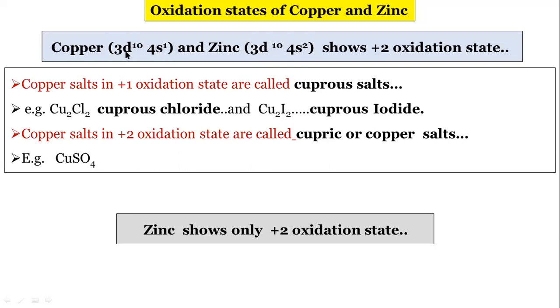In case of the +1 oxidation state, it is called cuprous salts. In cuprous salts, copper has the +1 oxidation state, and in cupric salts, copper has the +2 oxidation state. See, this is a good example: copper sulfate or cupric sulfate, in which copper has the +2 oxidation state. And in cuprous chloride and cuprous iodide, copper has the +1 oxidation state. So remember these oxidation states, one question is there for the competitive exam and also for the board exam.